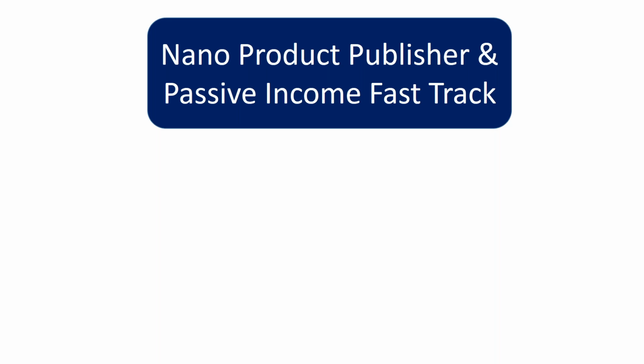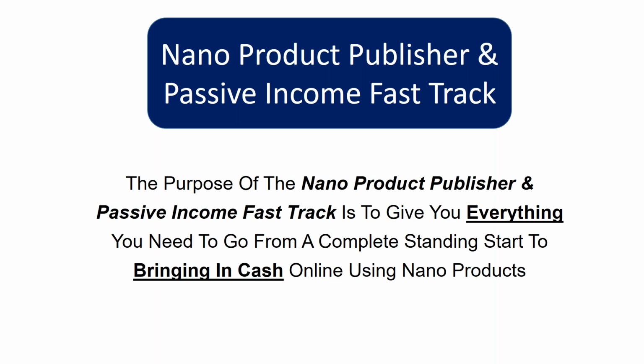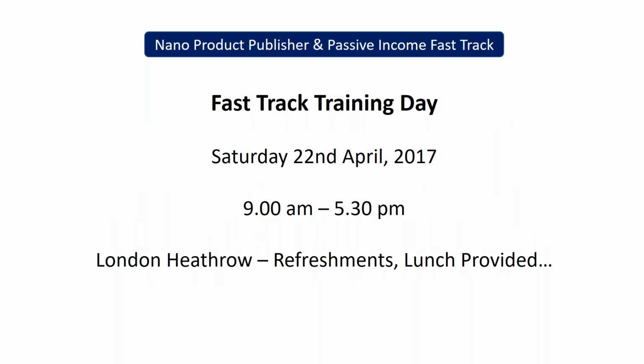So that's what I'm going to do now, and then just in a few minutes we'll have some questions. So any questions you've got at all about anything we've seen or anything else, I'll be very happy to answer that. So the purpose of the Nano Product Publisher and Passive Income Fast Track is to give you everything you need to go from a complete standing start to bringing in cash online using Nano products. And this is possible in weeks. It's not about spending months creating big products, ebooks, and getting bogged down. This is a very, very fluid, lovely system to move forward with that is real. You're really actually making sales, proper sales, by genuinely helping customers.